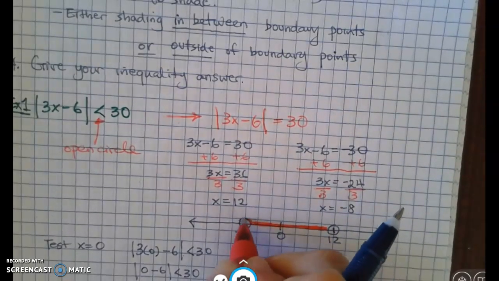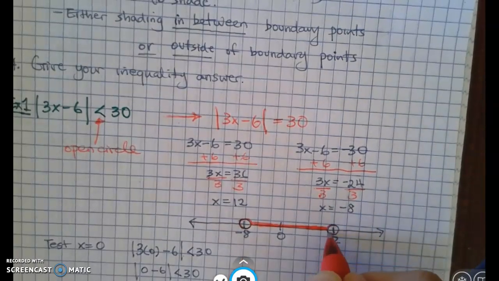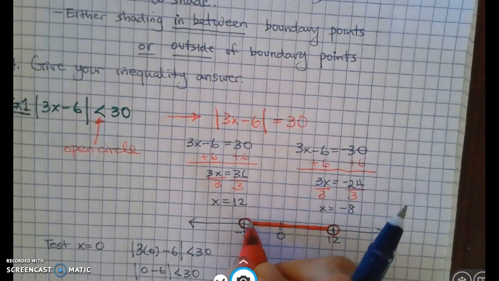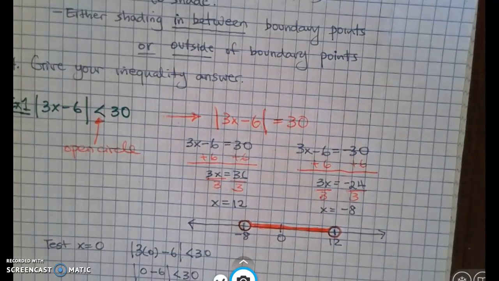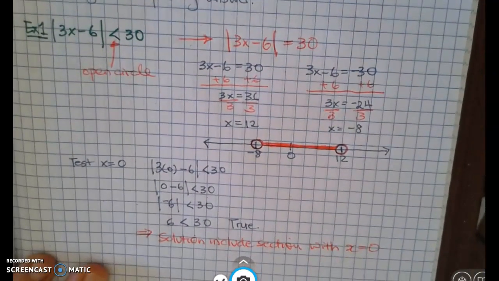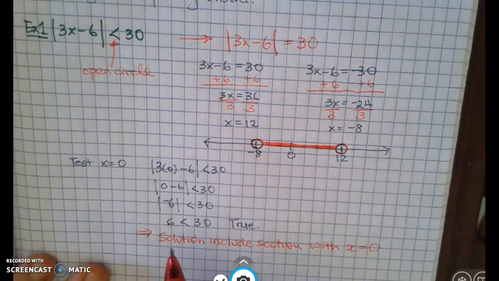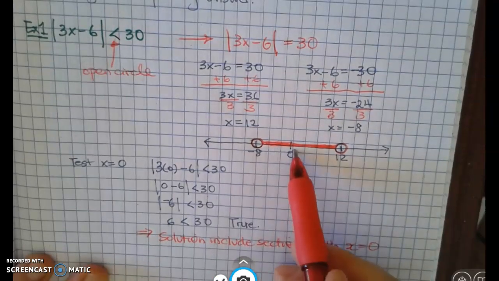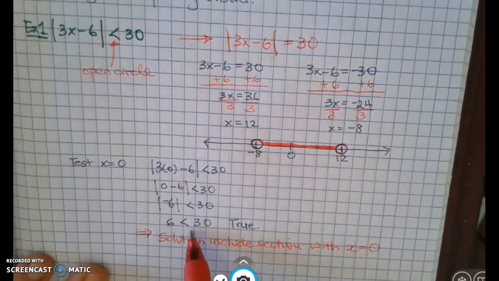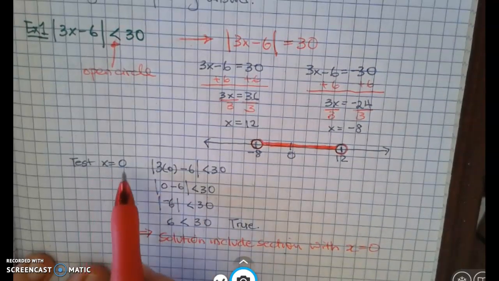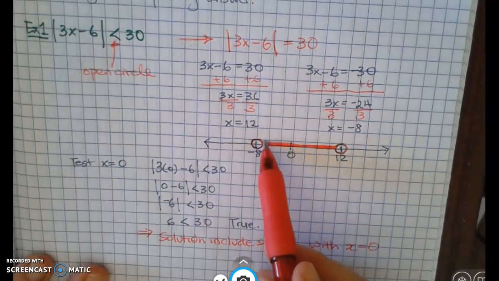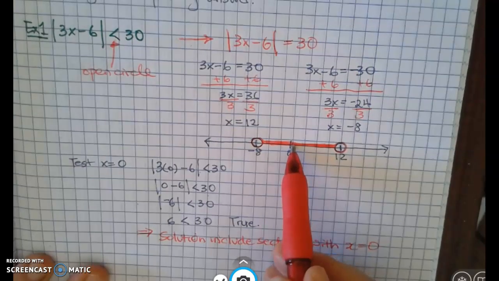And I know that this is an open circle. This is also an open circle. So this is my solution. Oh, I'm sorry, you cannot see what I wrote. Okay, so the solution includes a section with x is equal to 0 because we came up with a true statement at the end when we were testing x is equal to 0. So the solution includes that section.